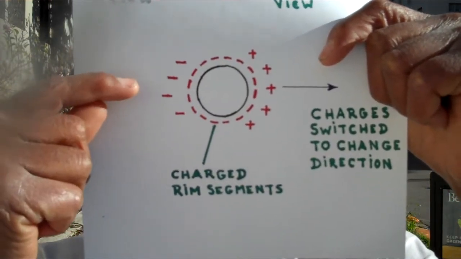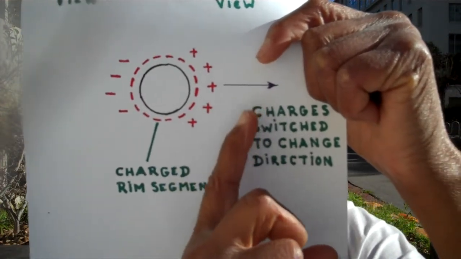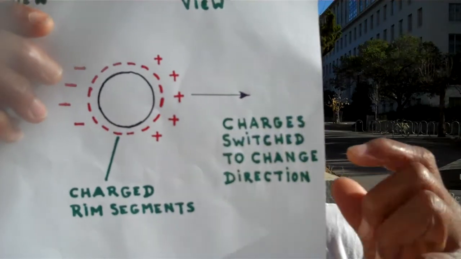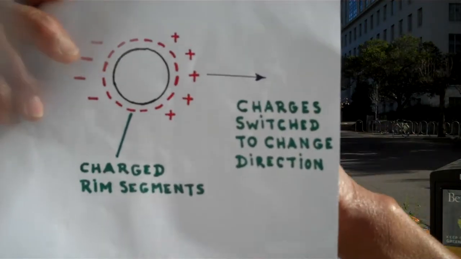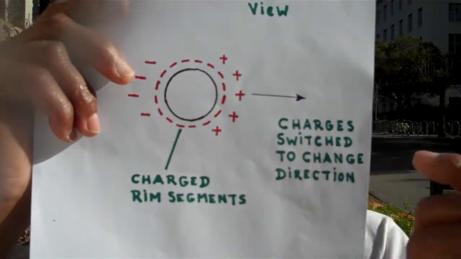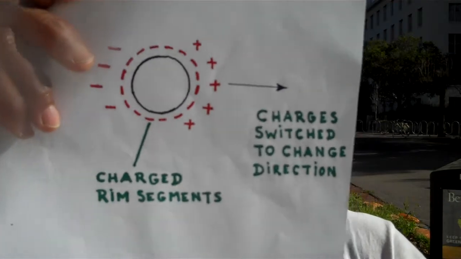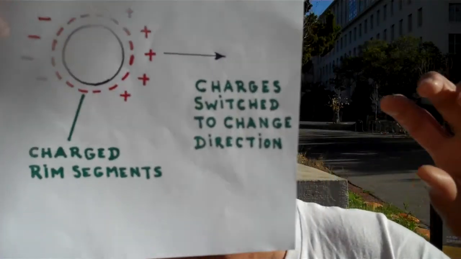They are charged negative in the back, positive in the front, and the direction is in the direction of the arrow. When the charges switch to change direction, you can switch the charges to any part of this system, negative and positive, and the positive always has the system going that direction.